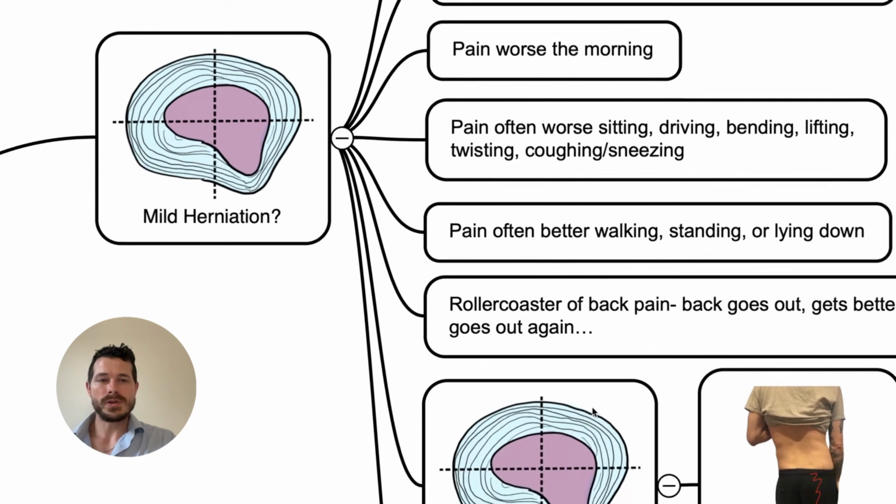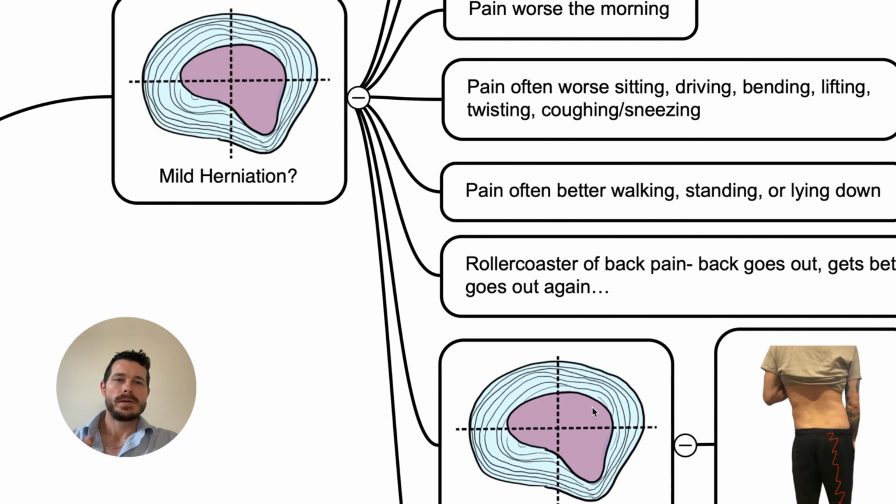There's often this roller coaster of back pain within this story. Back went out, it got better. Then back goes out again, and then it got better. And it seems like every time the back goes out, it just gets worse, and now you have leg pain.